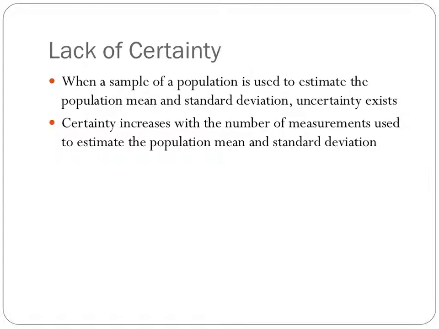We already know that when we take samples from a population and use those samples to estimate the mean and standard deviation of the population, some uncertainty is going to exist in those population estimates. You can probably imagine that the certainty of the estimation of the population mean and the population standard deviation will increase if we take a larger number of measurements.